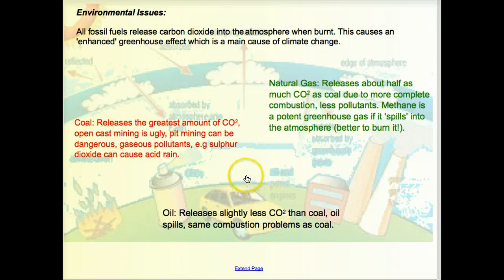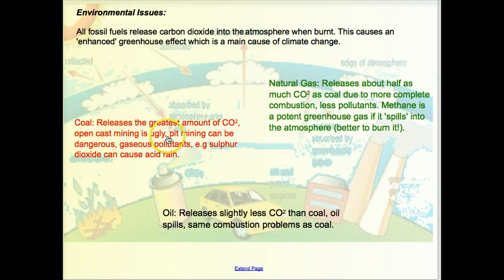So there are some well-known environmental issues about burning fossil fuels, which I'm sure you know about. All fossil fuels release carbon dioxide into the atmosphere when burnt, and this causes what we call the enhanced greenhouse effect, which we'll look at later on, which is the main cause of climate change. So coal releases the greatest amount. So coal is the biggest problem, although we generate most of our electricity from coal.